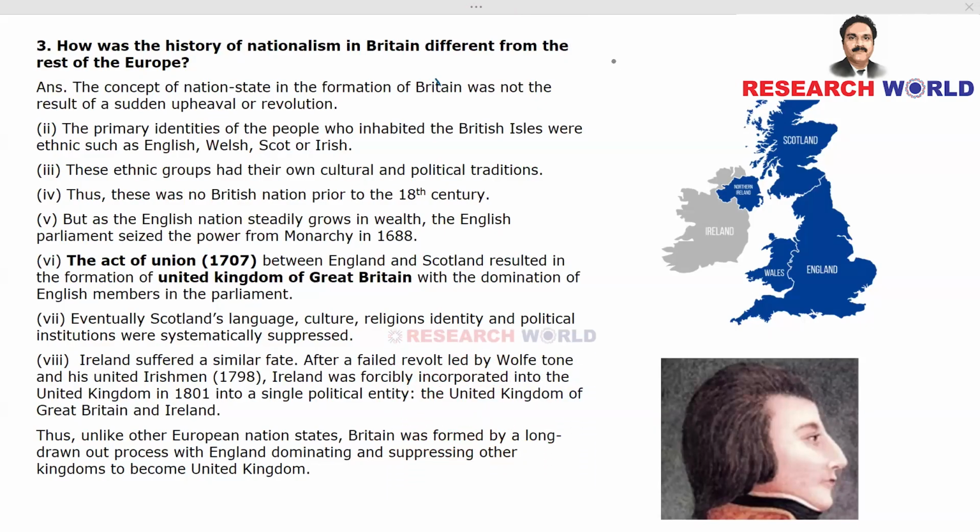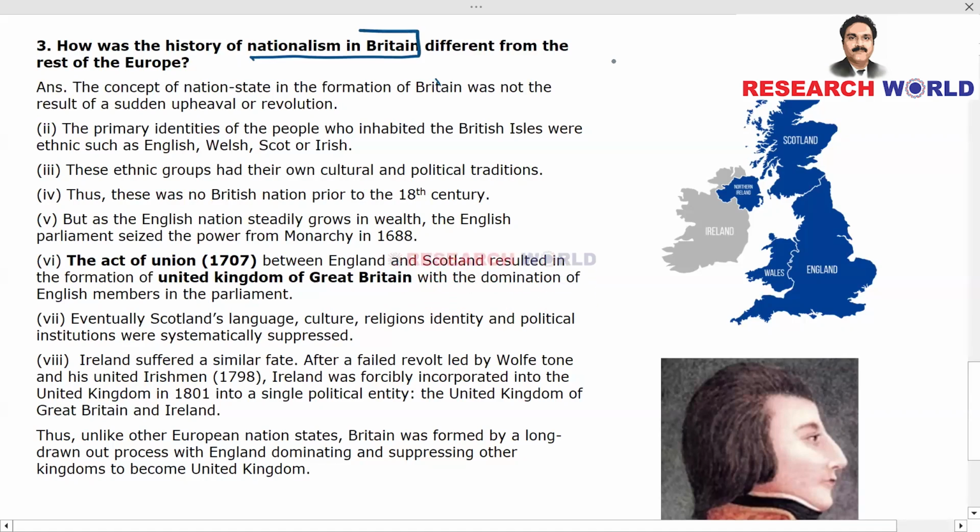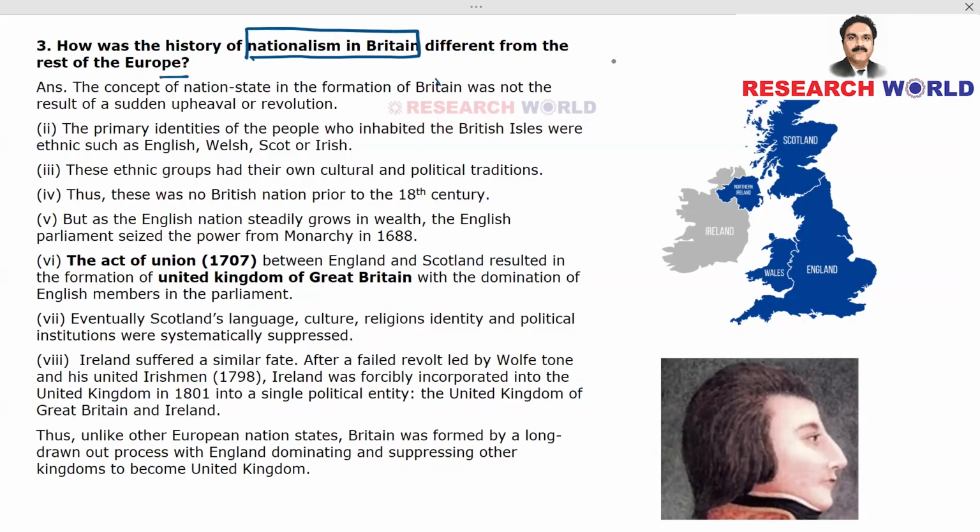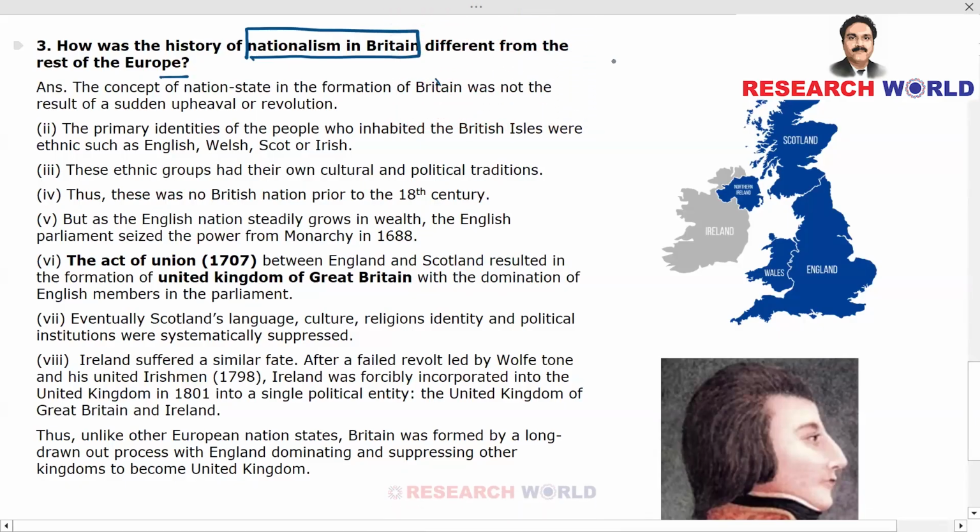How was the history of nationalism in Britain different from the rest of Europe? So the key idea of the question is nationalism in Britain. We can answer this question through 8 points. Let's start with the first one.